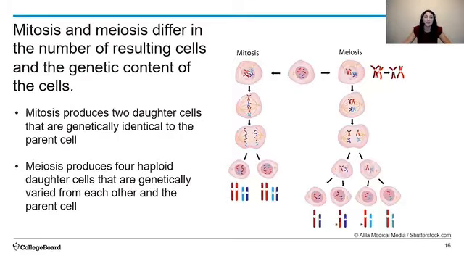However, mitosis and meiosis differ in the number of resulting cells and the genetic content of those cells. So in mitosis, the goal is to make 2 daughter cells that are genetically identical to the parent cell. But in meiosis, we're producing 4 haploid daughter cells, and those are genetically different from each other and the parent cell.